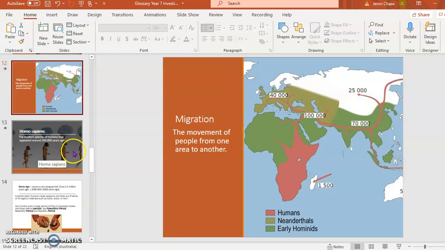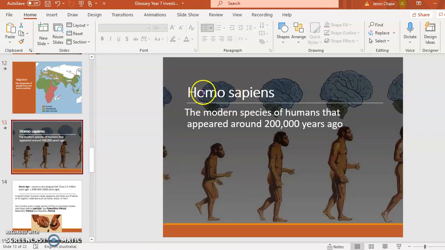Okay, humans then. What is a human? Well, Homo sapiens. You are a Homo sapiens, as am I. That's a modern species of humans that appeared around 200,000 years ago. So there were other humans actually around, Homo erectus, for example. That's basically linked to science here, the evolution of human beings. So, Homo sapiens.